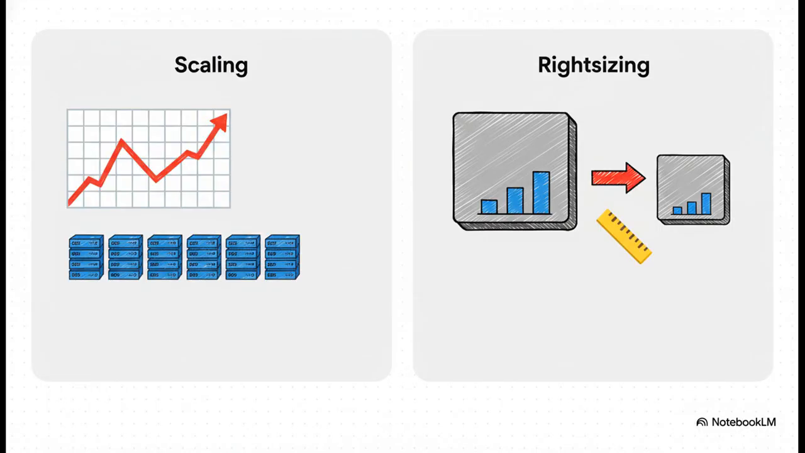Now, let's zoom in on 2 of these that people mix up all the time: scaling and rightsizing. Scaling is for demand that goes up and down. Think of a retail website during a huge sale. You scale up to handle the traffic, then you scale right back down. Rightsizing, on the other hand, is for things that have a steady but low level of use. You're not bouncing up and down, you're just making a permanent change to match the resource to its actual, consistent workload.